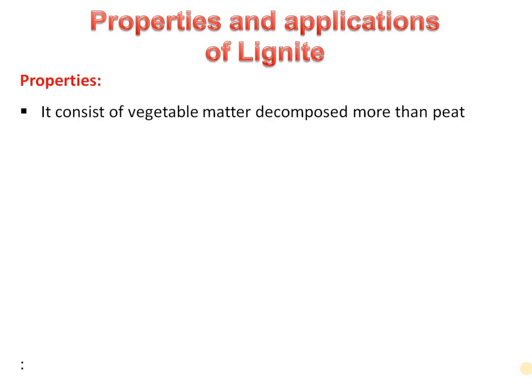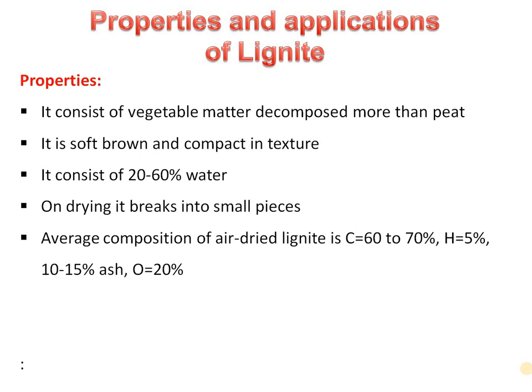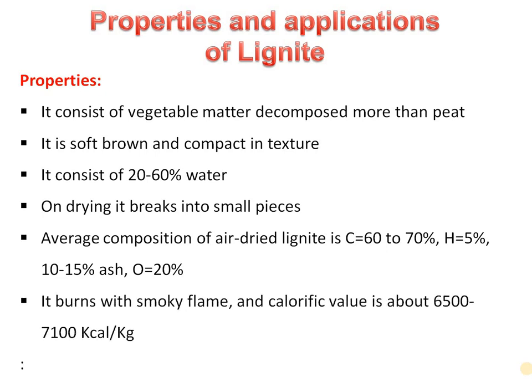Then properties and applications of lignite. Properties: it consists of vegetable matter decomposed more than peat. It is soft, brown, and compact in texture. It consists of 20 to 60% water. On drying, it breaks into small pieces. Average composition of air-dried lignite is carbon 60 to 70%, hydrogen 5%, 10 to 15% ash, and oxygen 20%. It burns with smoky flame, and calorific value is about 6500 to 7100 kilocalorie per kg.